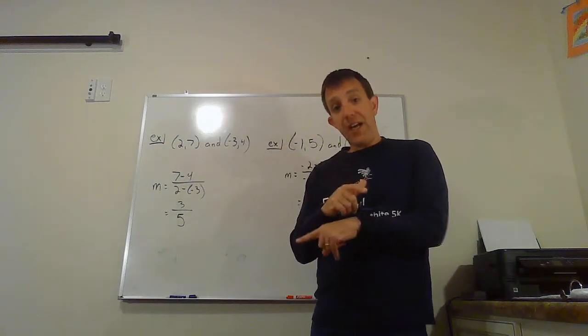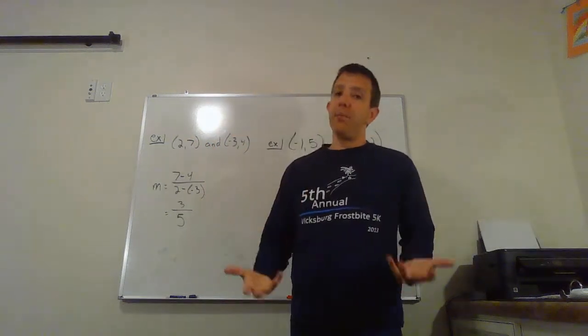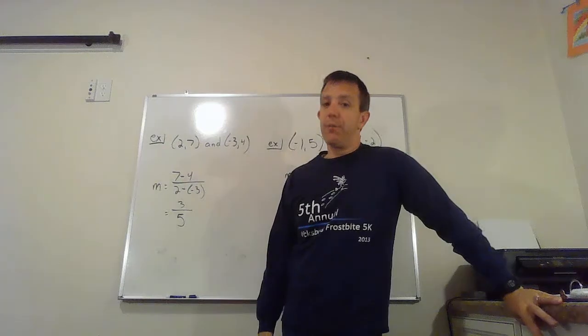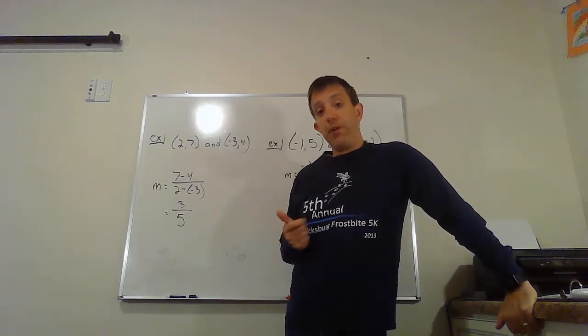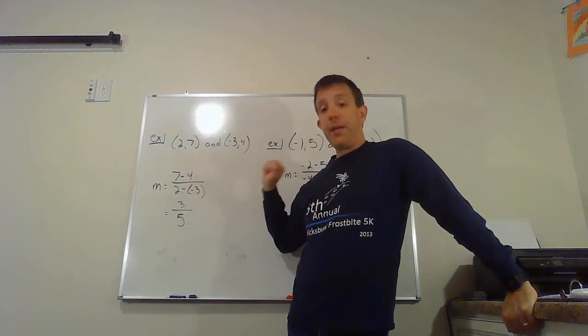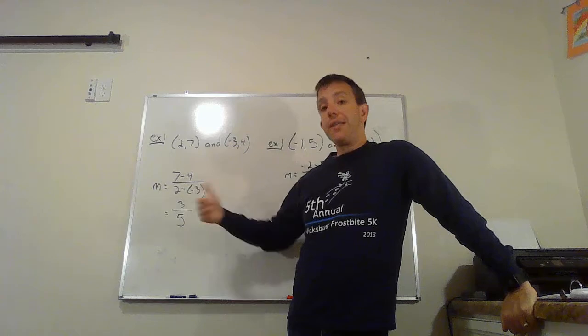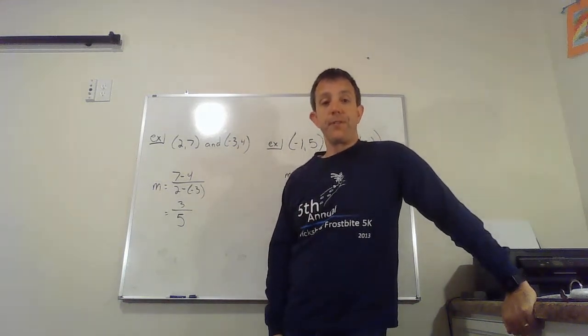If I switch that up, if I did 7 minus 4 and then -3 minus 2, I would get the opposite of the right answer. And I don't want to do that. So, make sure you just go in the same order and you'll be fine. So 7 minus 4 gives me 3. I'm going to be careful with my negative signs on the bottom. 2 minus a -3 gives me +5. So I get a slope of 3/5.